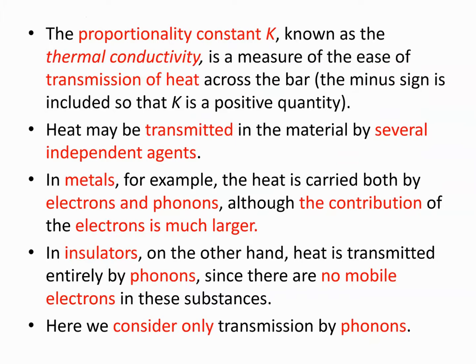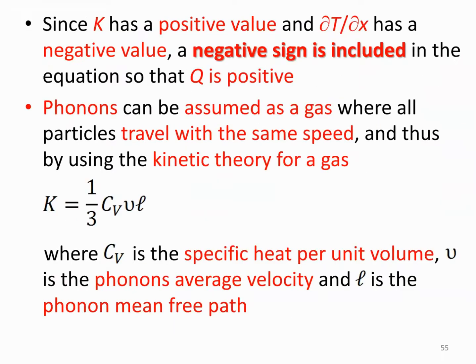So the proportionality constant K, known as the thermal conductivity, is a measure of the ease of transmission of heat across the bar. And the minus sign is introduced so that K is a positive quantity. Heat may be transmitted in the material by several independent agents. In metals, for example, the heat is carried both by the electrons and phonons, although the contribution of the electrons is much larger. In an insulator, on the other hand, heat is transmitted entirely by the phonons, since there are no mobile electrons in this substance. Here, we consider only the transmission by phonons in this chapter.